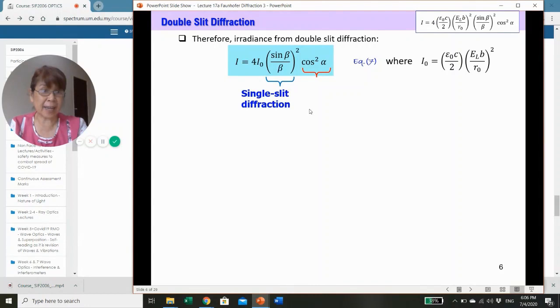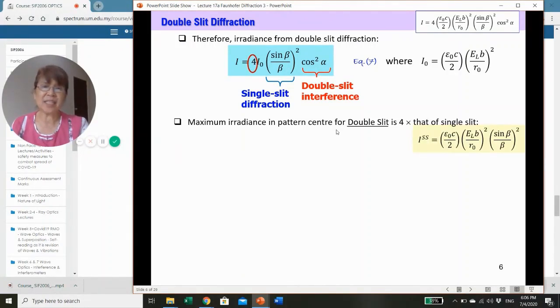And then this term here, the sinc function for beta squared, is actually what we obtained for single slit diffraction. And cosine squared alpha was what we obtained previously from double slit interference. This was how the irradiance varied. So it is now a combination of the diffraction and the double slit interference.